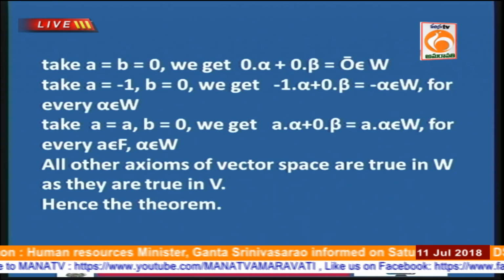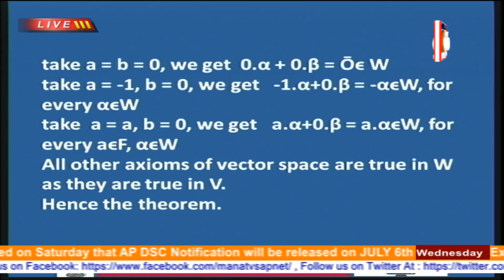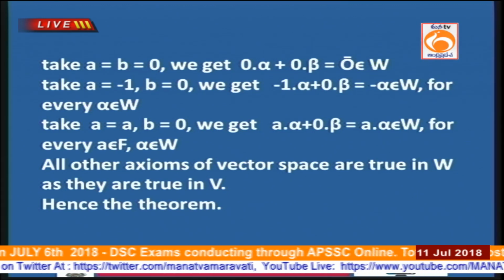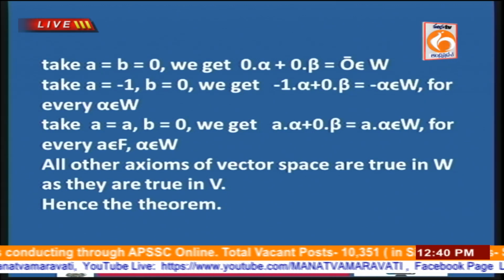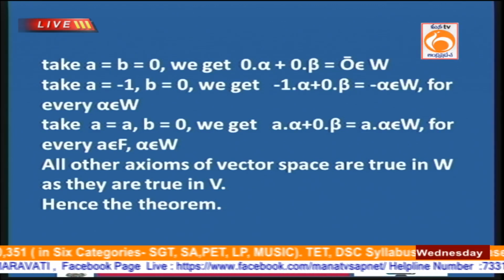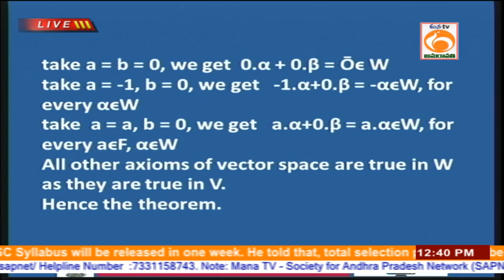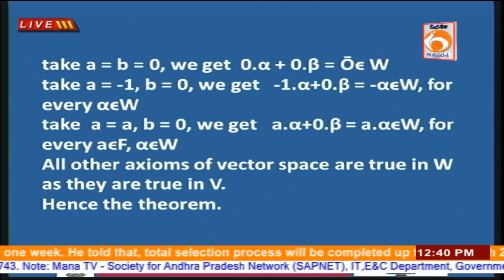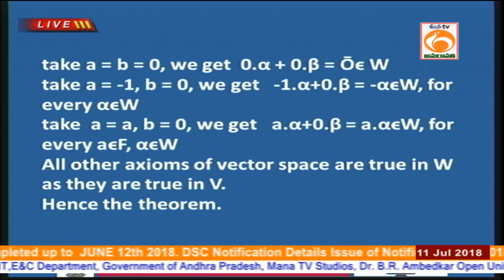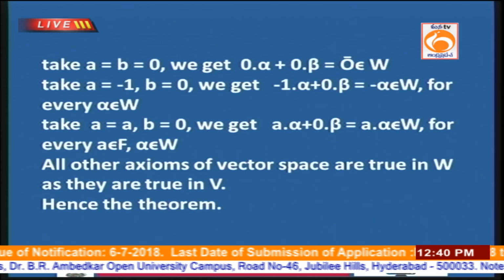Next, take A and B as 0. So that comes out to be 0 dot alpha plus 0 dot beta. Just now we showed that 0 dot alpha is 0 bar, and 0 bar plus 0 bar is 0 bar, which belongs to W, again from the given condition. Now take A equal to minus 1 and B equal to 0. So we get minus 1 dot alpha plus 0 dot beta, which is minus alpha. So from the given assumption, minus alpha belongs to W for every alpha belonging to W. So first we have shown the additive identity, the 0 vector, is in W, and the additive inverse for every element of W is ensured.